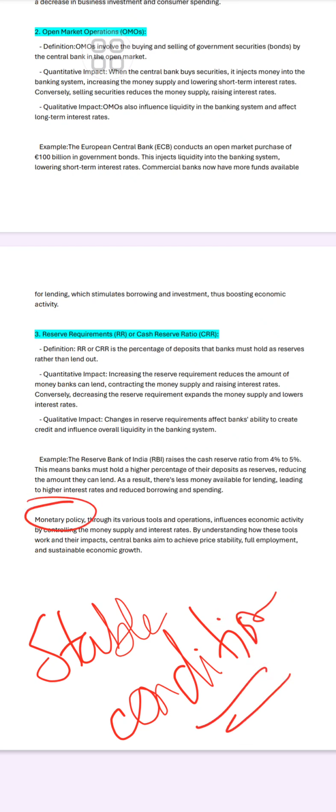So monetary policy, through its various tools and operations, influences economic activity by controlling the money supply and interest rate. By understanding how these tools work and their impact, central banks aim to achieve price stability, full employment and sustainable economic growth. This was all about the monetary policy today.